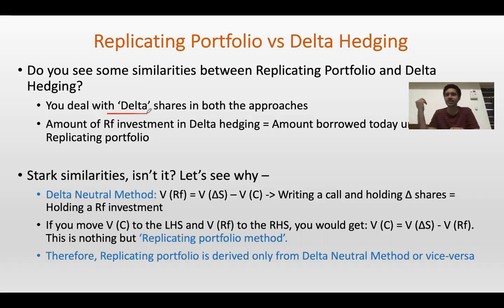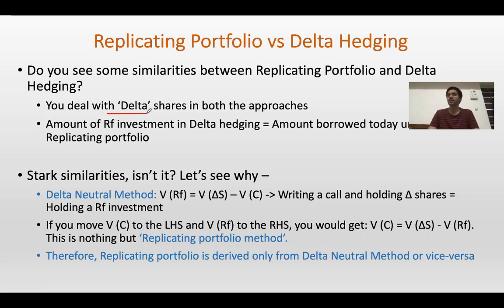The put option example, I will probably take in the next video. But to be honest, the put option is actually calculated using the put call parity equation. We generally do not use delta hedging and replicating portfolio directly to calculate the value of a put option. We generally use them for calculating the value of a call option, and the put option is backed out using the PCP equation. So under the delta hedging approach, we actually wrote a call and we were holding delta shares, right?